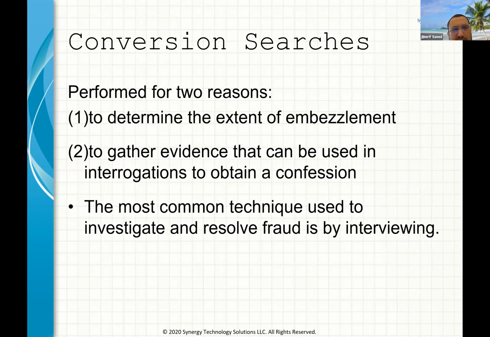We will talk about the most common techniques used to investigate and resolve fraud by interviewing. We'll talk about it later.